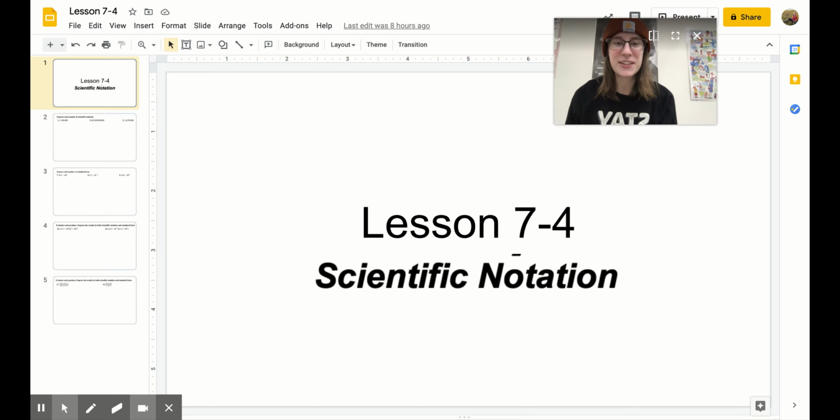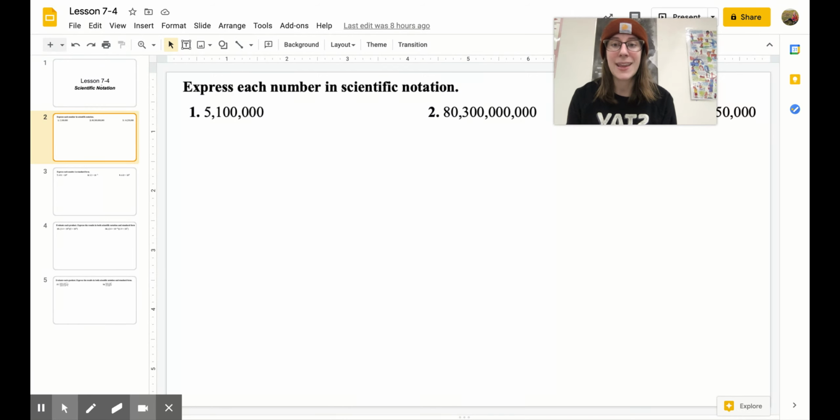Hi guys. So today we're going to be going through lesson 7.4, scientific notation. So this is in your study guide and intervention worksheet. I'm going to be doing some problems on there for you, and then you'll try some today. So go ahead and get that paper out, and we're going to get started.